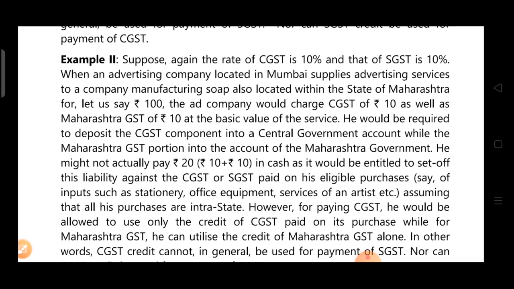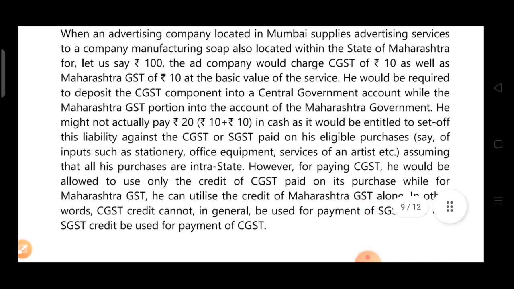He would be required to deposit the CGST component into the central government account, while the Maharashtra GST portion into the account of the Maharashtra government. He might not actually pay 20 in cash, as he would be entitled to set off the liability against CGST or SGST paid on his eligible purchases, say of inputs such as stationery, office equipment, services of an artist, assuming that all his purchases are intrastate. Okay, he'll utilize the input tax and then he'll pay the net tax.